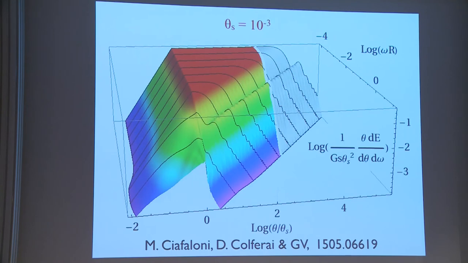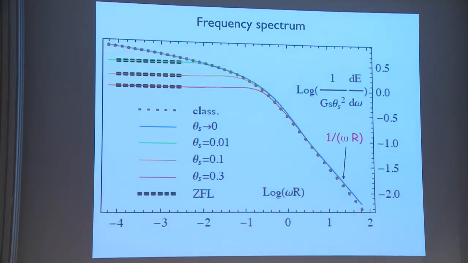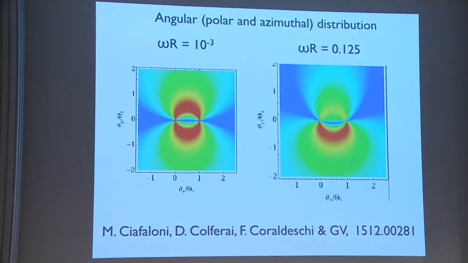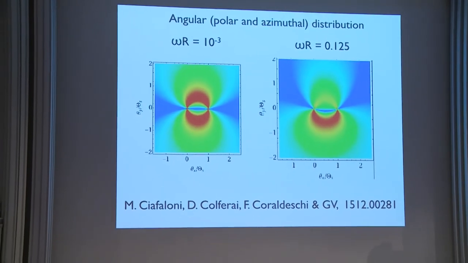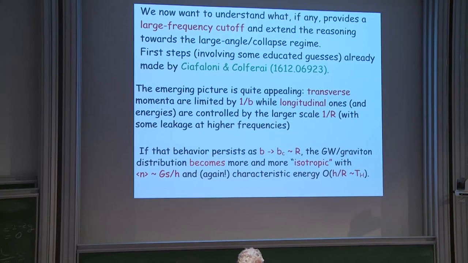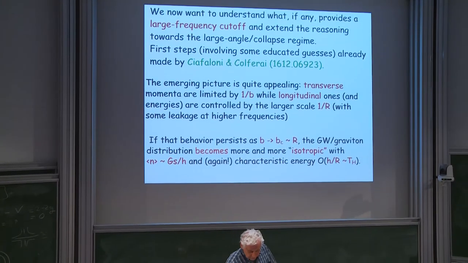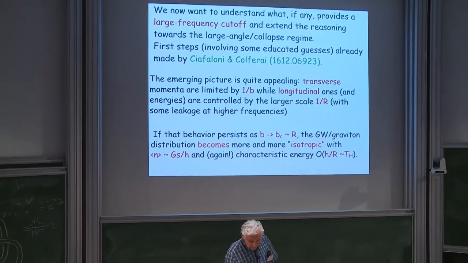Okay, then, as I said, we had a nice picture where, for different values of omega, we give the full angular distribution in theta and phi, and okay. Now, we want to understand two things.